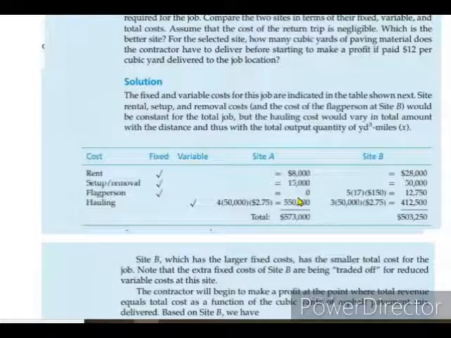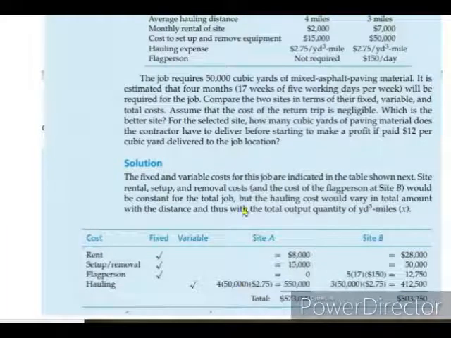We will just add them. So setup removal is 15,000. Flag person is not needed at site A, so that's why it is 0. Then hauling, 4 times 50,000. Why is it 4? Because it is stated that it is 4 miles, the average hauling distance.